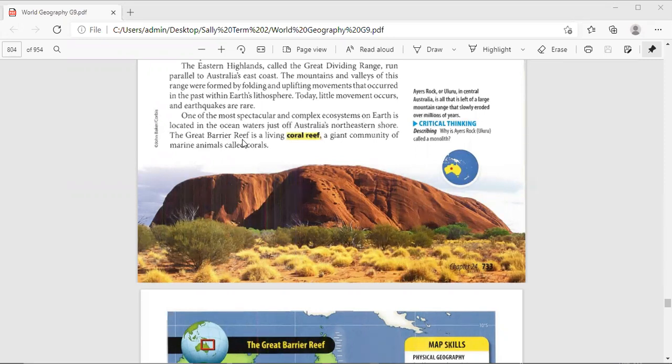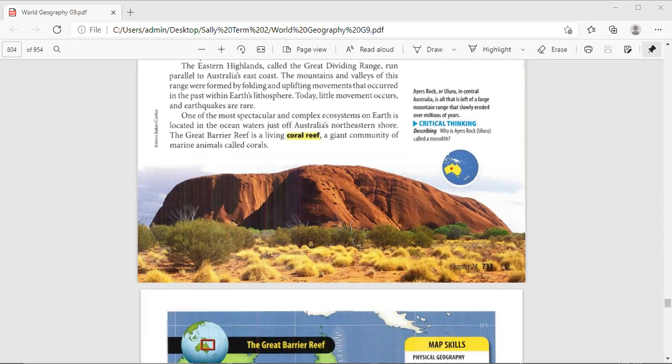Is it the coral reefs? Actually, it is the Great Barrier Reef. Who can define a coral reef? I can, Miss. Go ahead. It's a huge and giant community of marine animals called corals. Yes, thank you very much.